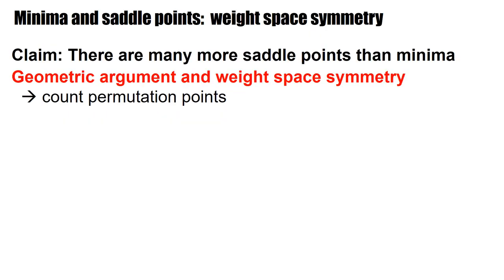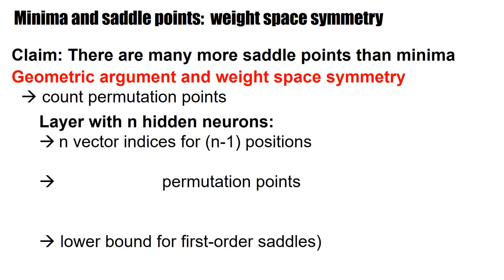So let's now start and count these permutation points. We consider a layer with n hidden neurons. So the indices are, say, 1 to 5. I have 5 neurons in that layer.